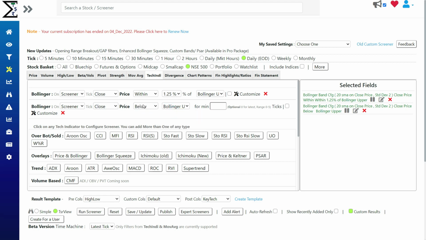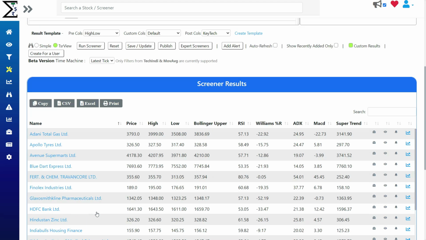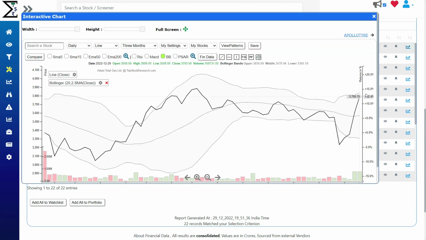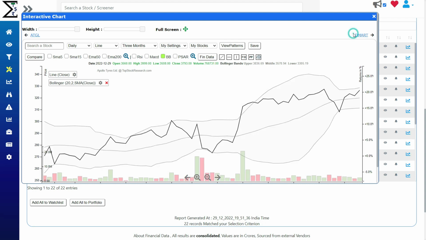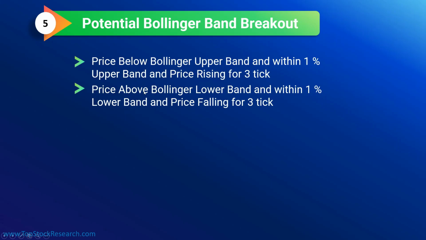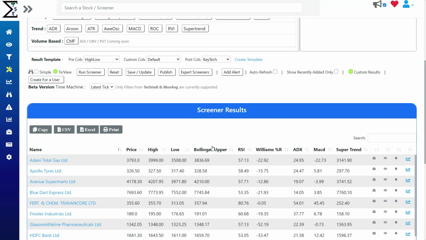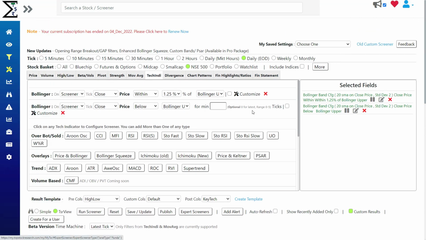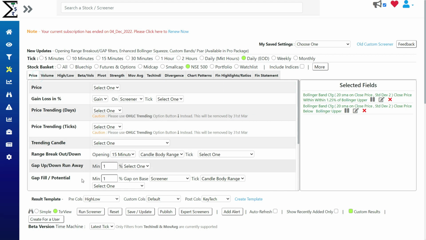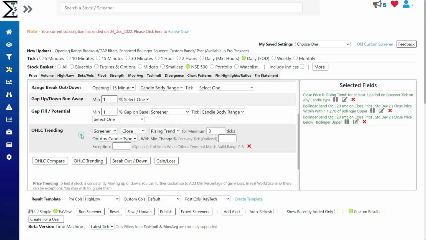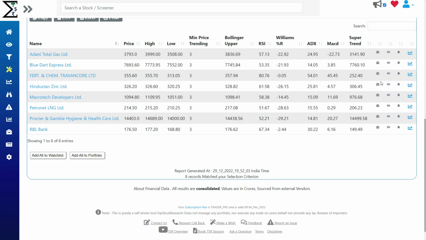What we are trying to do is find price just below the upper band. When we run this, you'll find all the stocks which are within 1% of the upper band, so there's a possibility of breakout. The third condition is that price is rising for 3 ticks. Along with this, we are getting price involved: OHLC trending, close price rising for a minimum of 3 ticks. Let's run it to see if anything is there.